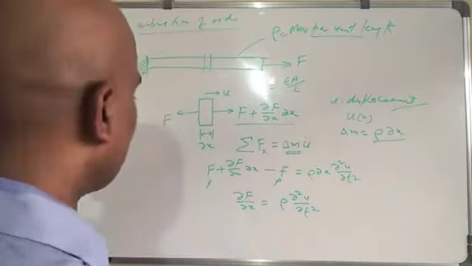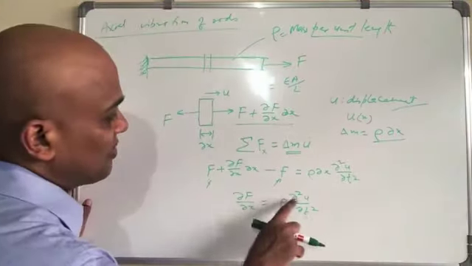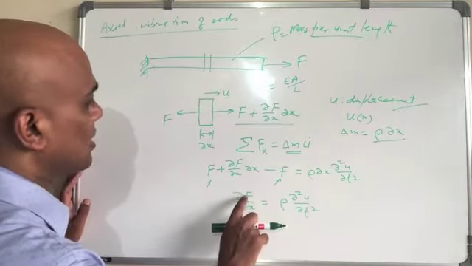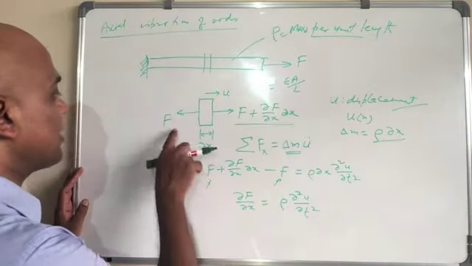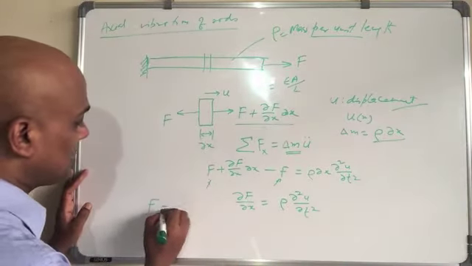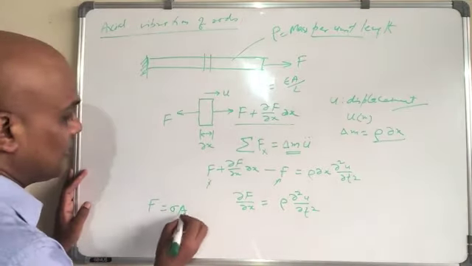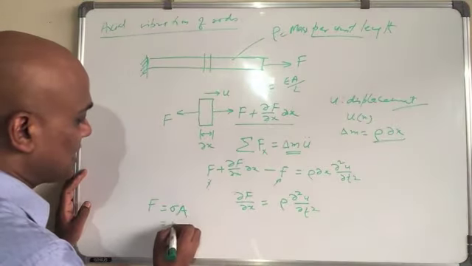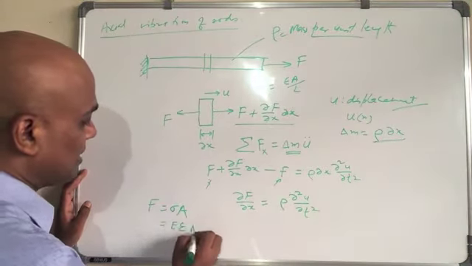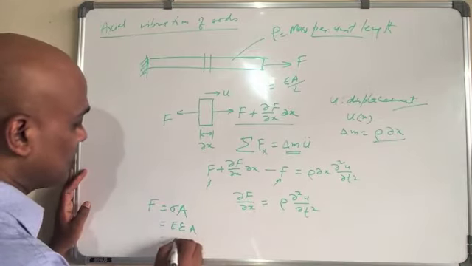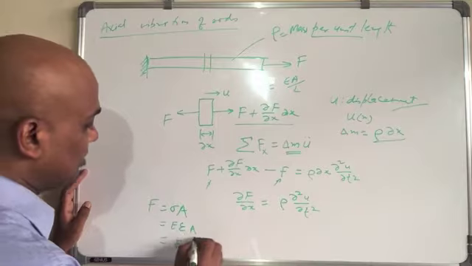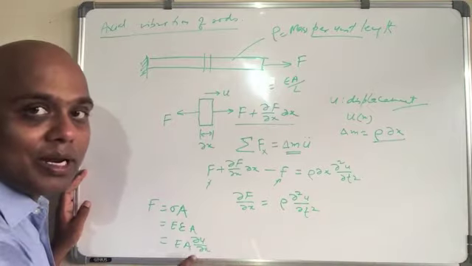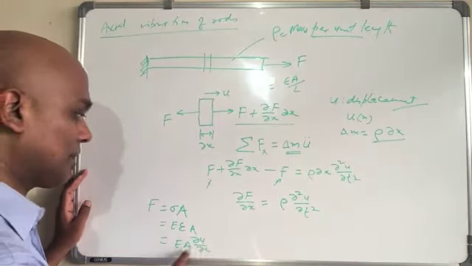Next we have to write F in terms of u, because if u is appearing on one side, u should appear on the other side also. How to do that? We know that F equals sigma times A, so this is stress times area. Stress we know is equal to E times strain, so E times strain times area. And strain is equal to ∂u/∂x. We have done all those things already during the solid mechanics class.